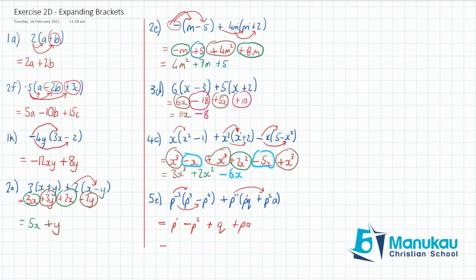And I would probably just rearrange this and go minus p squared plus p. I'm going to drop that 1 index because you don't tend to write it. Plus pa plus q, or something like this.